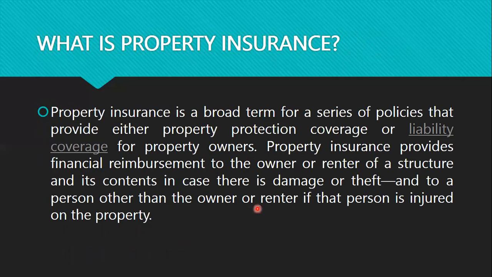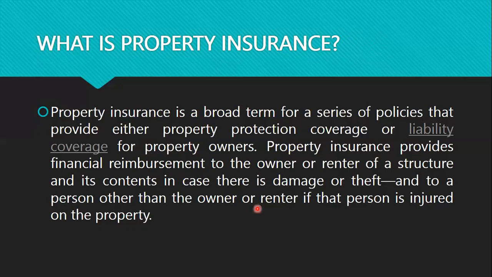Now we're going to talk about property insurance. That is a broad term for a series of policies that provide either property protection coverage or liability coverage. Liability means financial coverage for property owners. Property insurance is broad because it covers many different types of property, individual properties or public properties. For example, if you are the owner of a chain of restaurants, they can cover the whole chain with this kind of insurance, or you can just cover your house. That will depend on the reason why you need this kind of insurance.